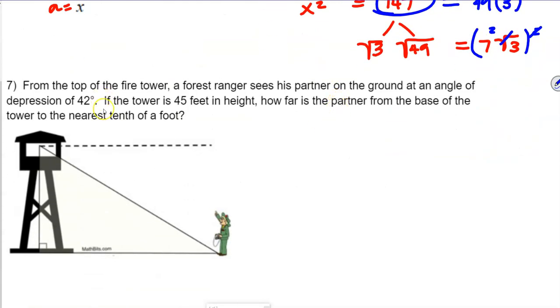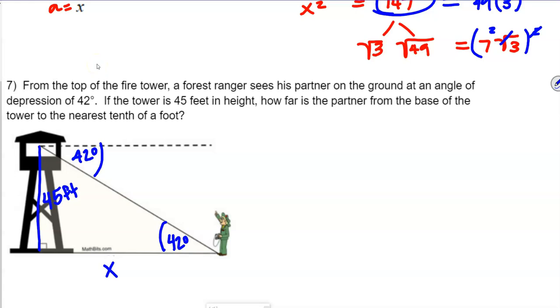All right, so number 7 says, from the top of the fire tower, a forest ranger sees his partner on the ground at an angle of depression of 42 degrees. Angle of depression is 42. Now, if that's our angle of depression, what do we know about this angle and this angle down here? Yes, they're congruent. Why? Because they're alternate interior angles, aren't they? Okay, so that's our 42 degrees right there. Then it says if the tower is 45 feet high, so that means this height right here is 45 feet. How far is the partner from the base of the tower? So it's asking us to find this.